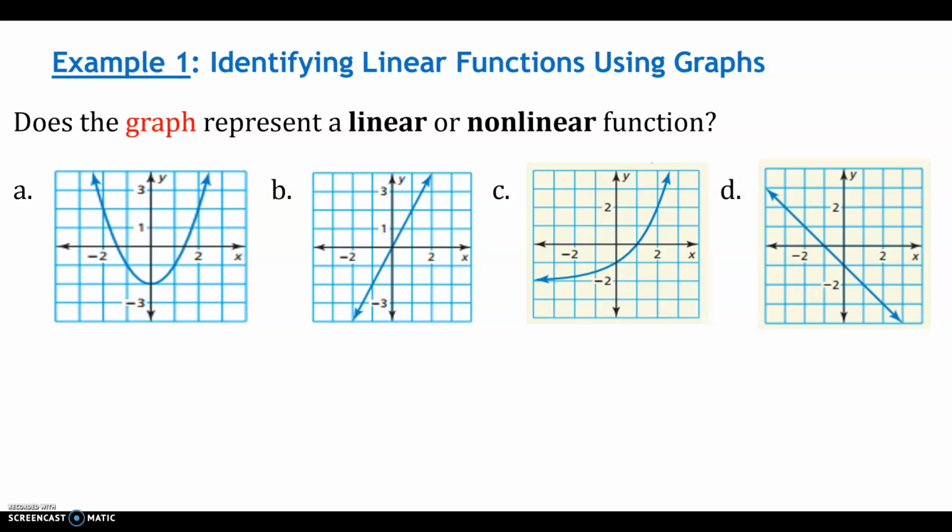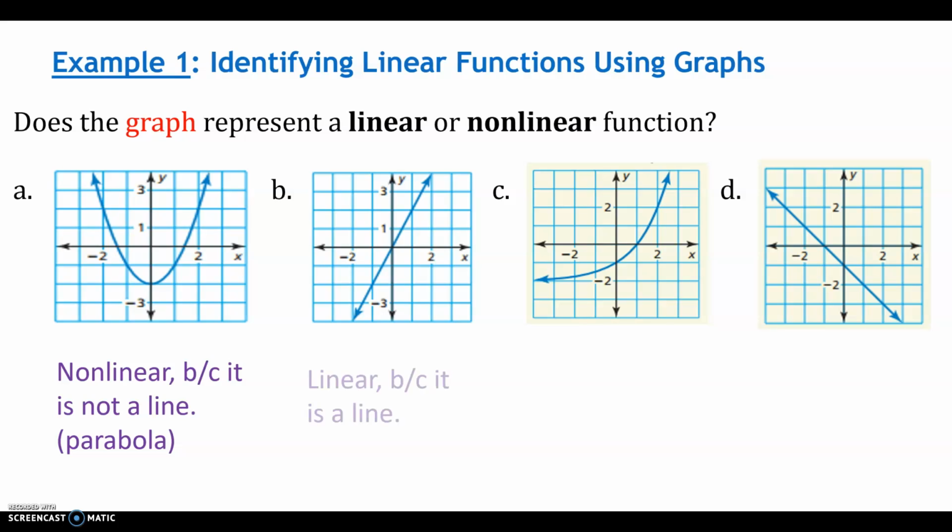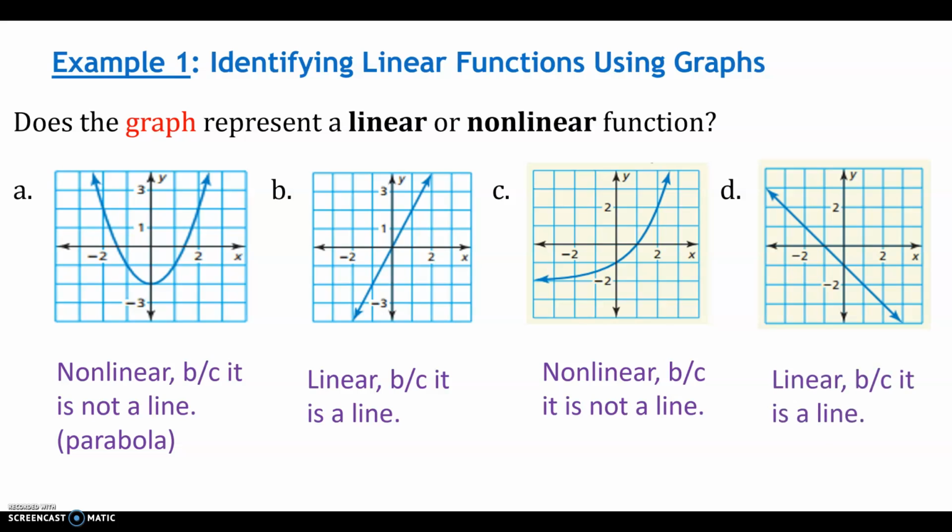If you look at letter A, it has a curve in it and it's a parabola. So it's non-linear because it's not a line. Looking at letter B, that obviously is a straight line, so it is linear because it's a line. Letter C has a curve, obviously, so it's non-linear because it is not a line. And then letter D, obviously it is linear because it is a line. Now, those were easy.